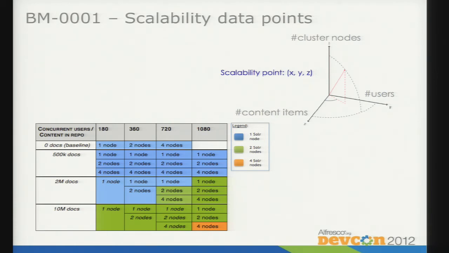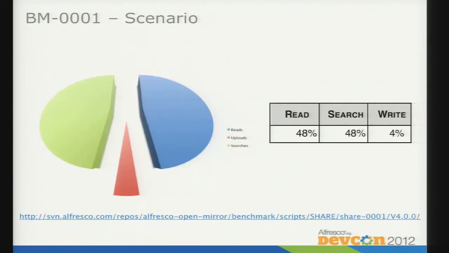Just to give you a bit more detail, we said before it's fundamental to understand the scenario, otherwise there's no real point in studying scalability. Well, this was the scenario that we actually ran for the first benchmark. You can find the JMeter scripts publicly available on the Alfresco Open Mirror. These are JMeter scripts that you can run yourself, and that's the way you can make a comparison with what we are showing today.